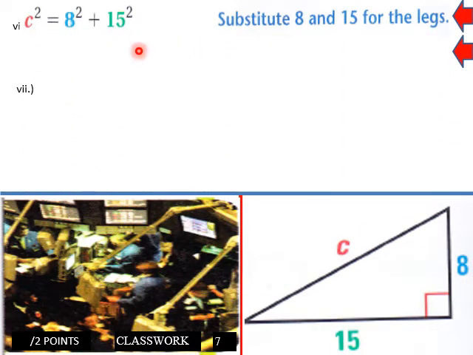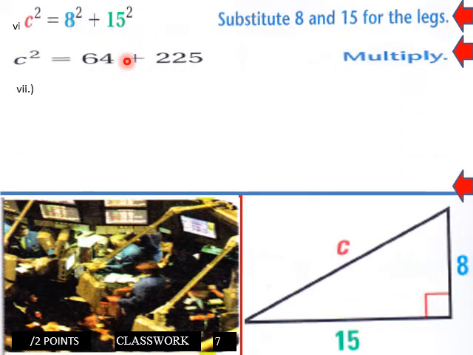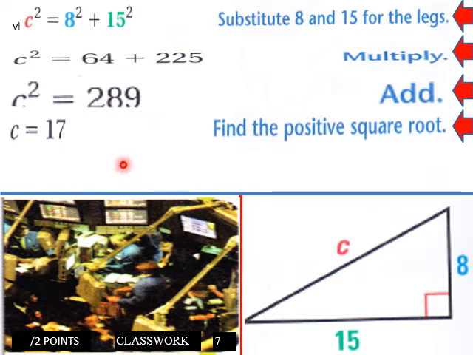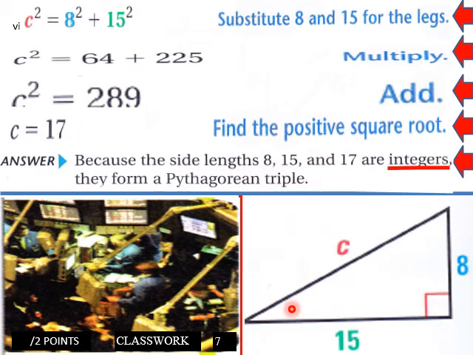So c squared equals 8 squared plus 15 squared. Then we add our 2 legs. We have 289. Well, square root of 289 would be 17. So c would equal 17 in that case there. Integers, they form a Pythagorean triple here.